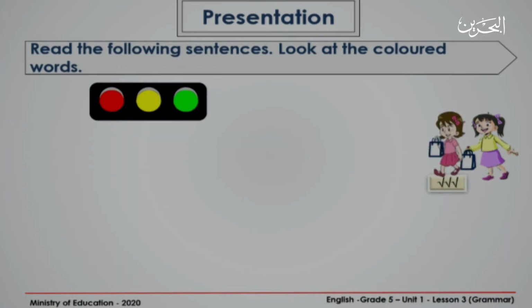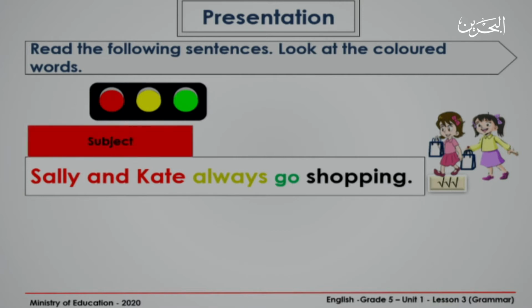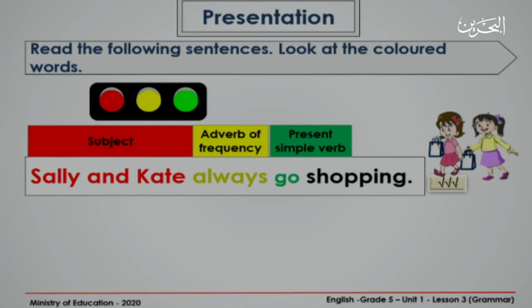Let's look at more examples. Look at the picture. This time we have two persons, and you have three ticks. Which adverb is it? Always. Excellent. Let's read the sentence. Sally and Kate always go shopping. Again, where is the subject? It's Sally and Kate. Always is the adverb of frequency. Go is the verb in the present simple tense, and then you complete the sentence.